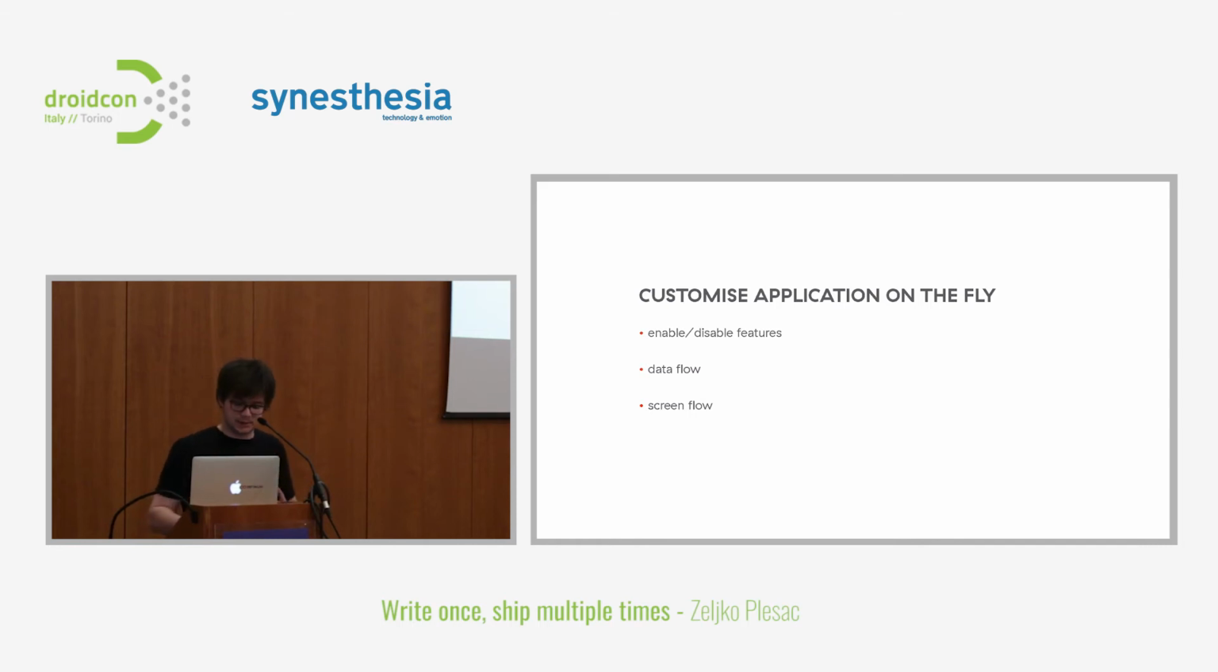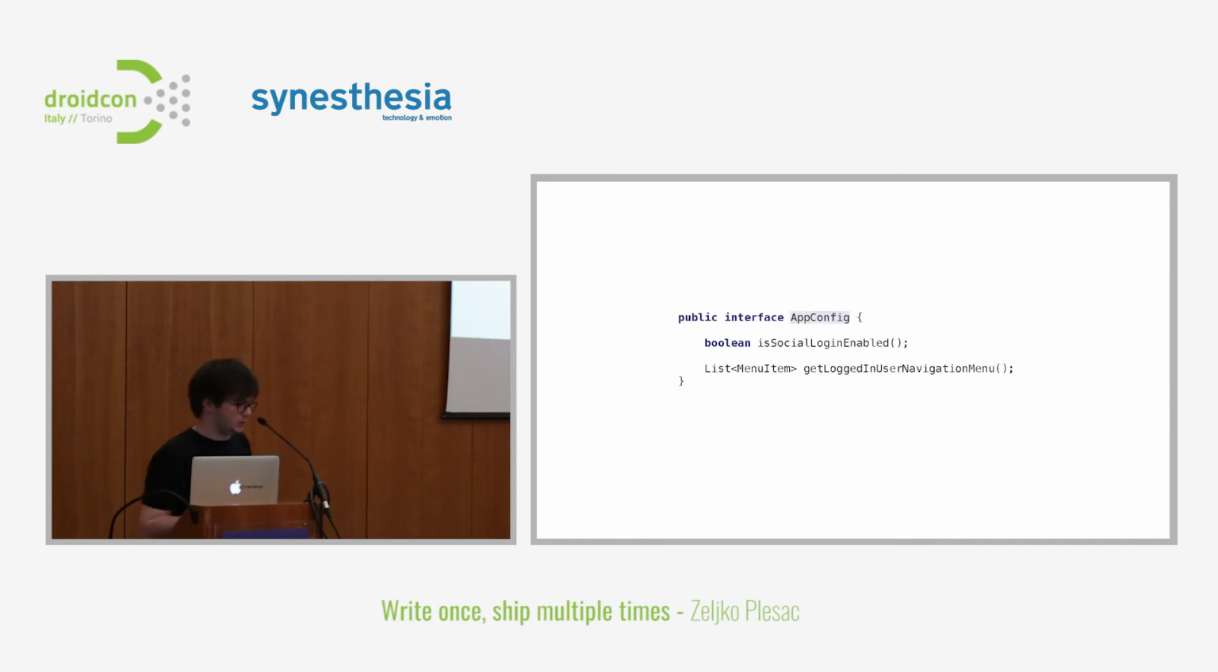Let's take a look at a simple example. Let's say that we have a locally cached configuration file. We define an app configuration interface, and we define two methods with which we can customize our application behavior. The first one will provide us with information if social login is enabled in our app, and the second one will return the list of menu items which are used in the navigation menu for a logged in user.